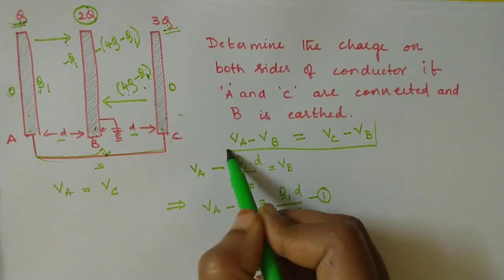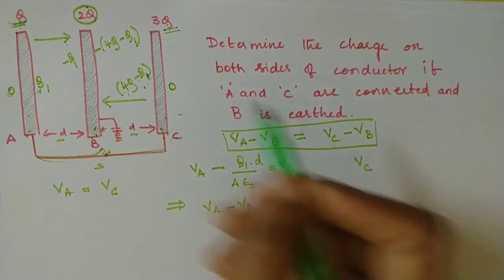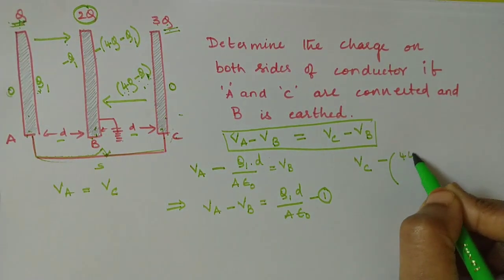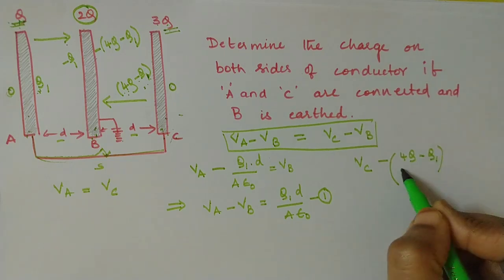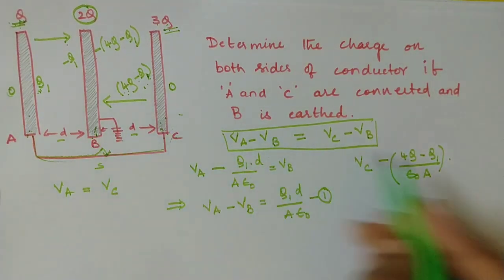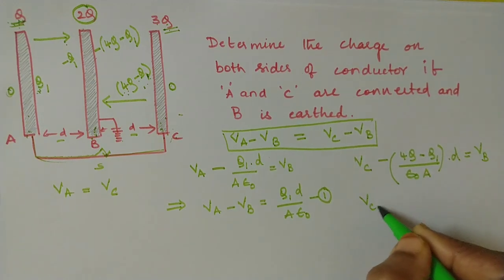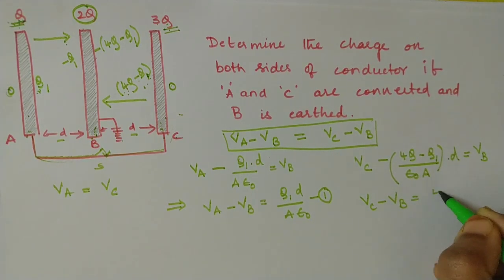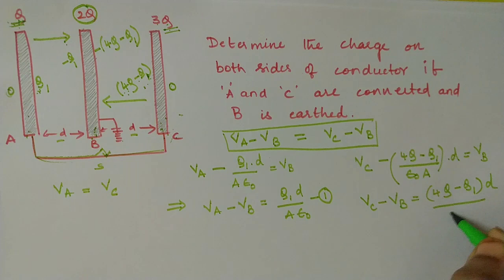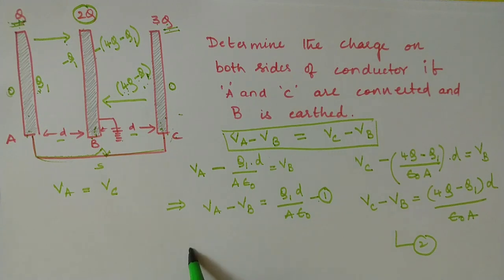Similarly, I need to find even VC minus VB. So move from C to B. Start from VC. I am following the electric field. So minus charge is 4Q minus Q1, sigma by epsilon naught, that means epsilon naught into A into distance between the plates D, will give you VB. Implies VC minus VB is equal to 4Q minus Q1 in bracket into D by epsilon naught A. Call this as equation 2. So equate 1 and 2.